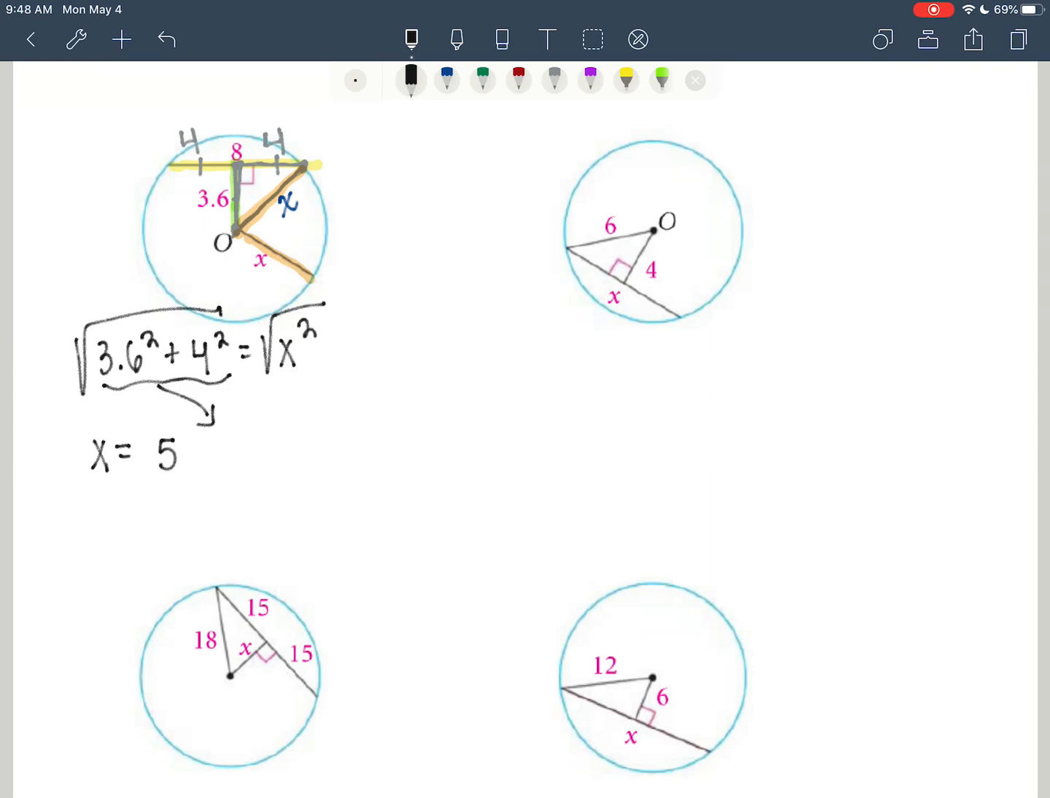Actually, I use the calculator on my phone. And I got approximately 5.38. So x is approximately 5.38, which makes sense. It's going to be the biggest side, and it's definitely bigger than both 3.6 and 4.